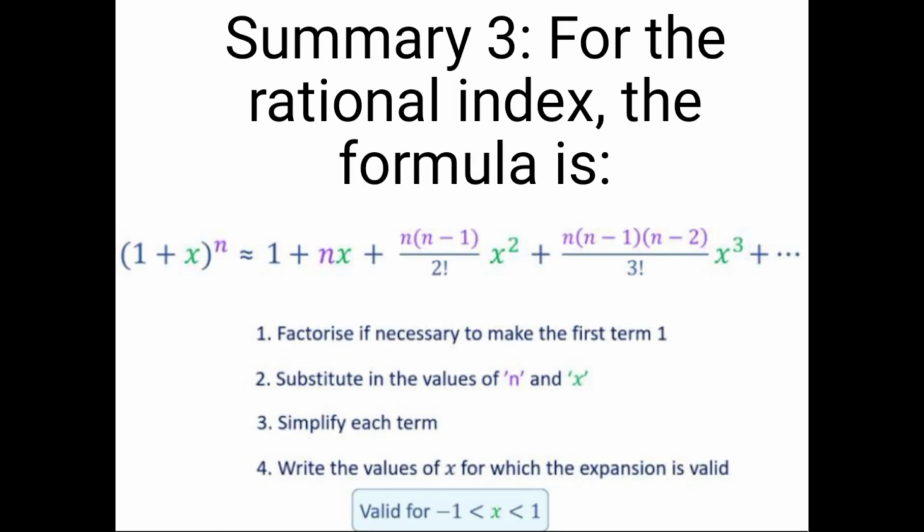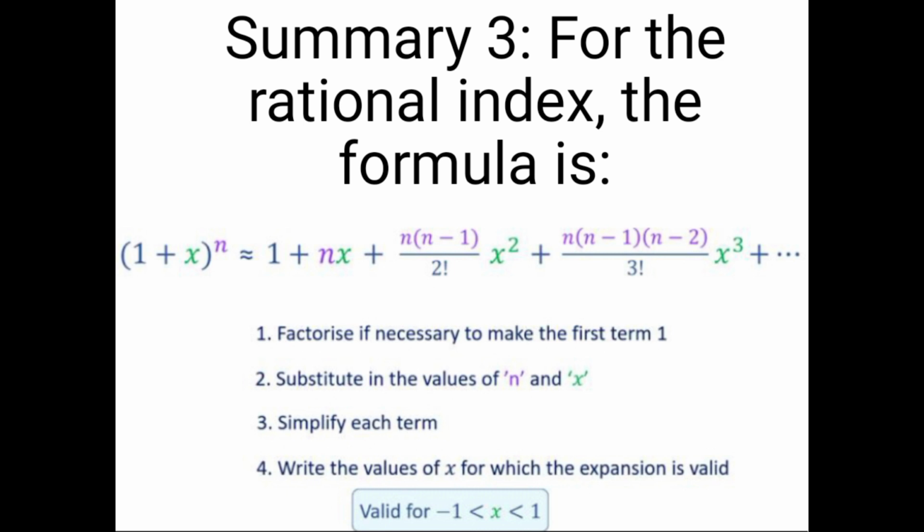Summary 3. For the rational index, the formula is given by 1 plus n x plus n times n minus 1 over 2 factorial times x squared plus n times n minus 1 times n minus 2 divided by 3 factorial times x raised to the power 3, plus, to infinity.